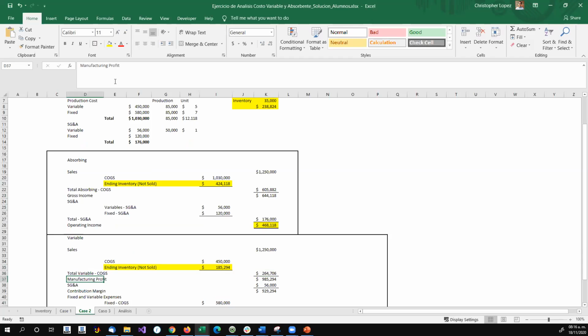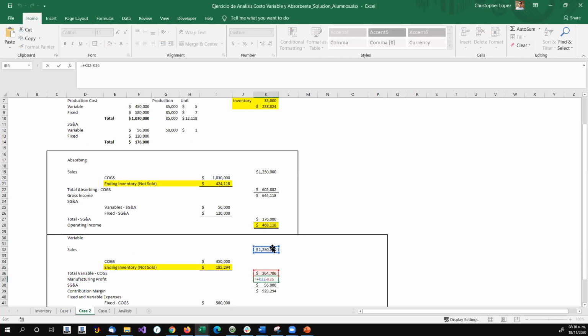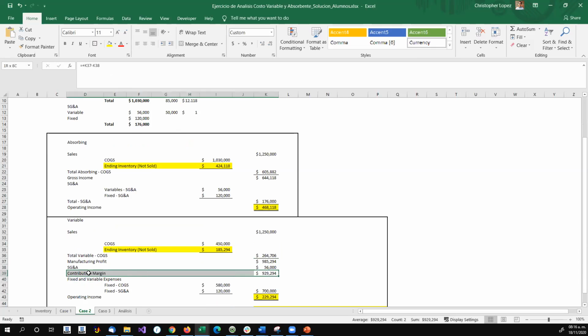Now, I made a mistake here. I had it as manufacturing cost. I think I told everyone to change it. If you didn't, just change it to manufacturing profit, please, that was incorrect. So the manufacturing profit is the subtraction of the sales minus the total variable cost. Now I have a manufacturing profit. I need to build my contribution margin.